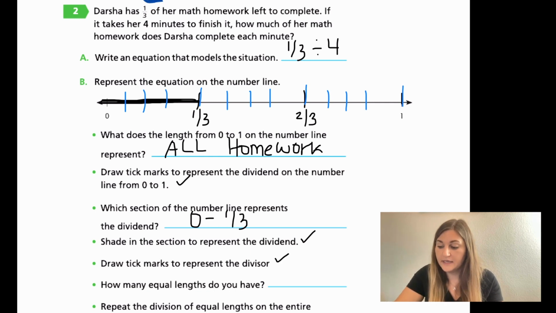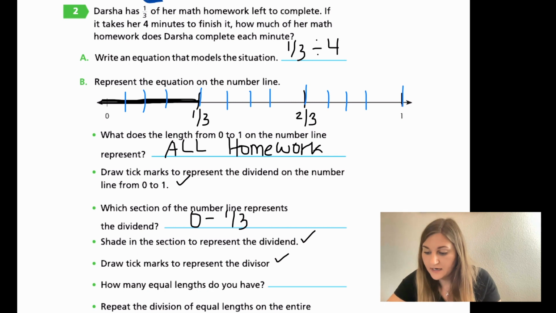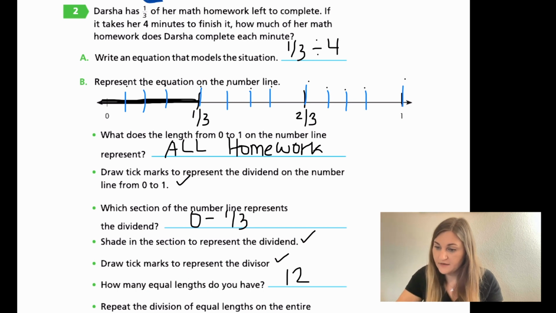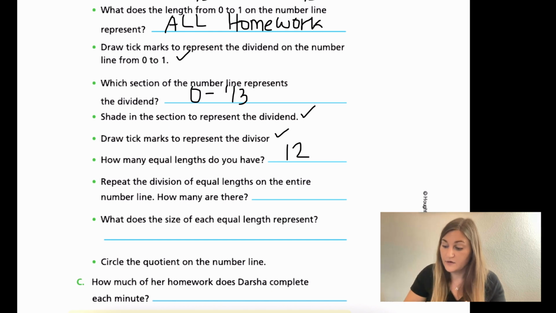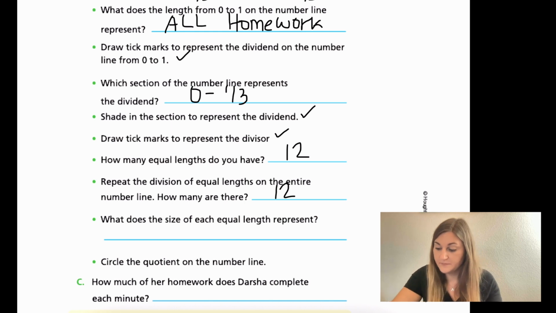How many equal lengths do you have? Well, if I counted, I had 1, 2, 3, 4, 5, 6, 7, 8, 9, 10, 11, and 12. So I have 12 equal marks. So now it says, repeat the division of equal lengths on the entire number line. How many are there? Well, again, I already did that. So how many are there? There are 12.